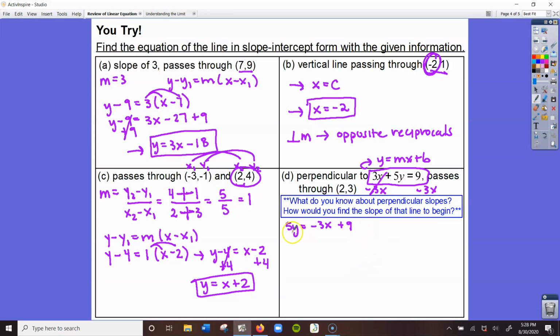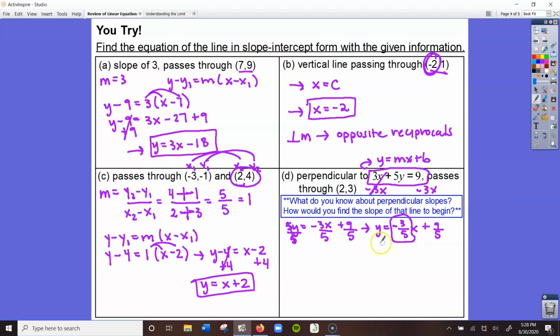Then the final step would be to divide by 5. Remember, you have to divide everything by 5. So that means that the equation of this line is y equals negative 3 over 5x plus 9 over 5. I don't really care about everything else that's going on. This is what I care about. This is the slope of that line.